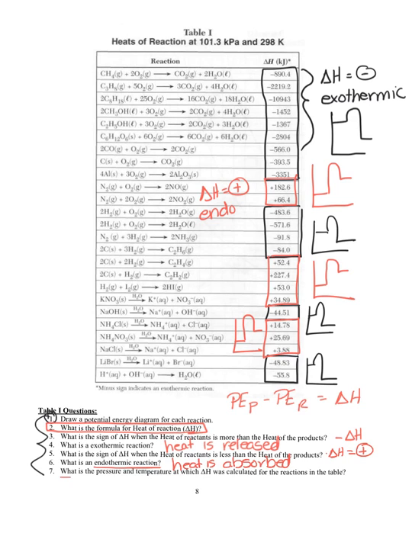And then finally, what is the pressure and temperature at which delta H is calculated for each of these? And we didn't look at that yet, but I'll grab myself a nice green highlighter, and you'll look up here and it says heat of reaction at 101.3 kilopascals and 298 Kelvin. The kilopascals is your pressure, and the 298 Kelvin is your temperature.